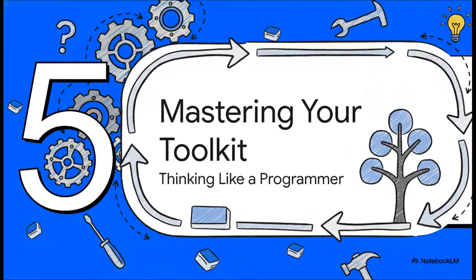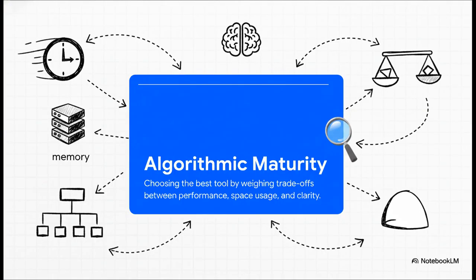You know, understanding these rules isn't just about writing code that works. It's about developing a much deeper understanding of problem solving. It's about truly mastering your toolkit. This is what a lot of people call algorithmic maturity. It's that ability to look at a problem and not just find an answer, but to consciously and deliberately choose the best answer by weighing all the trade-offs: speed, memory, and even how easy the code is to read. This is what really separates the great programmers from the good ones.